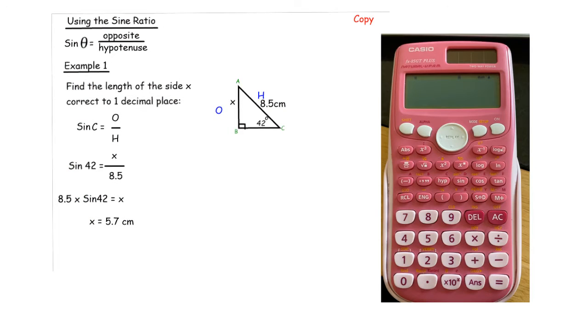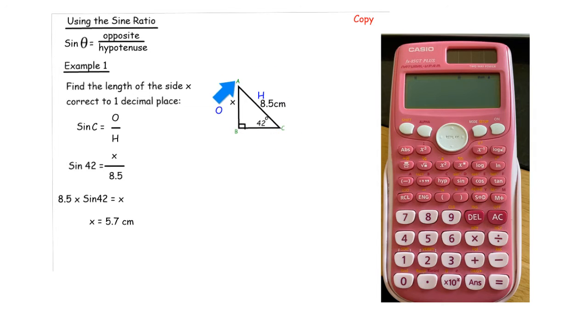Okay, so I want you to copy this example into your jotter on using the sine ratio. So write down the ratio up at the top here. Sine of the angle is equal to opposite over hypotenuse. Remember, this angle symbol that I've used is called theta, and we usually use it for just angles that we don't know.